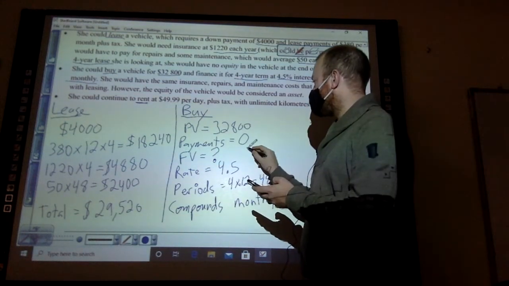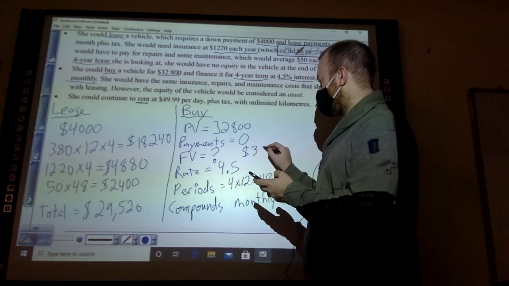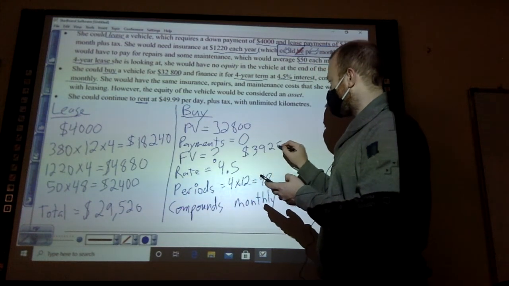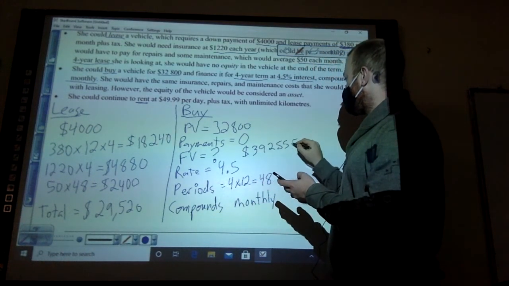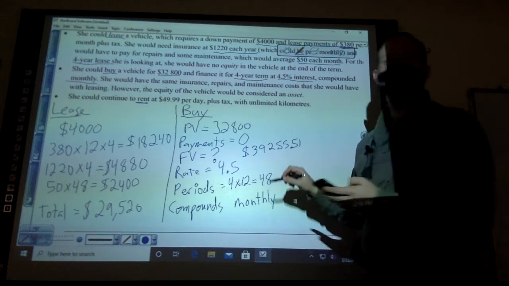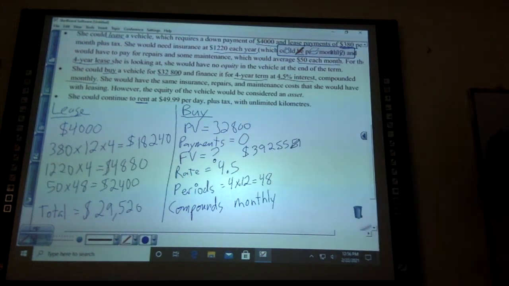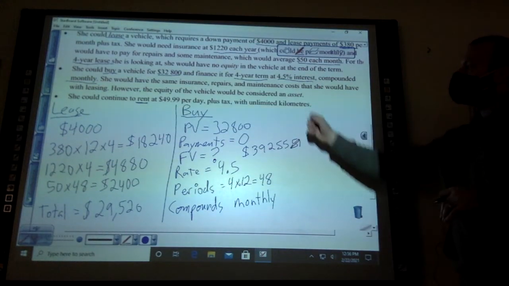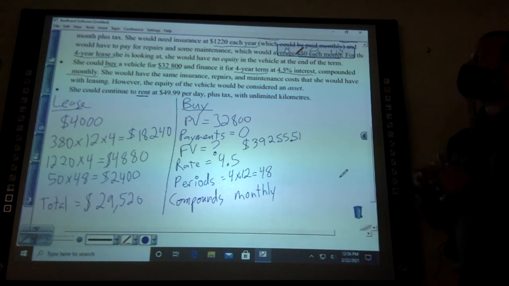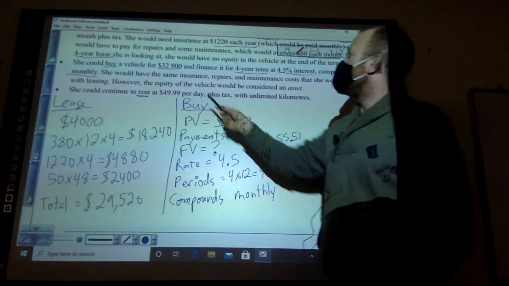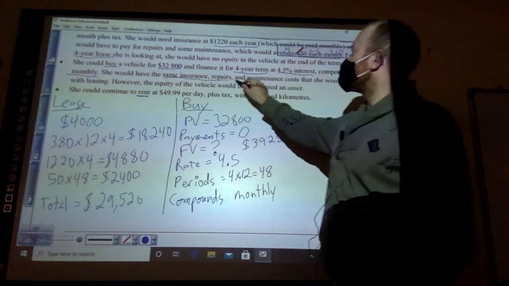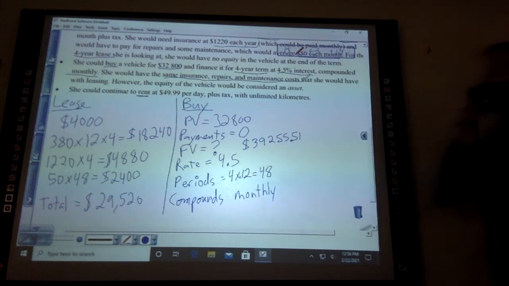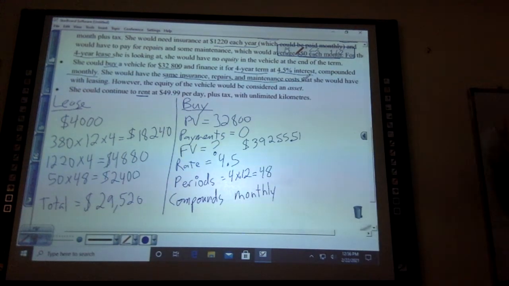All right, so you got a value of 39,255.51, right? That's what you got? Okay. So this is how much she pays with that amount, but notice here it says she also has the same insurance, repairs, and maintenance costs. So this isn't actually included in this amount.